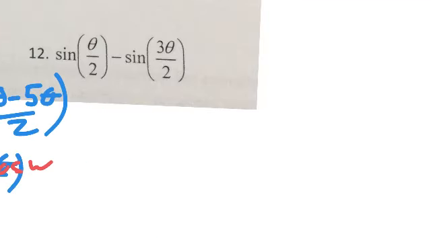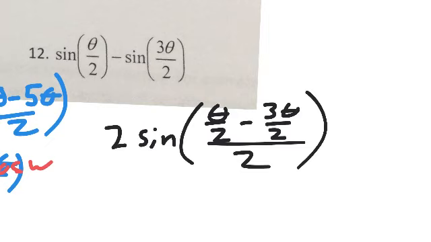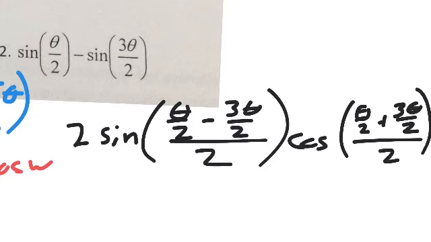Okay, then the last one of these type, I've got sine of theta over 2 minus sine of 3 theta over 2. So that would be the second sum to product. So this can be rewritten as 2 sine of x, which is theta over 2, minus y, which is 3 theta over 2, times cosine of x, which is theta over 2, plus y, which is 3 theta over 2, all over 2.